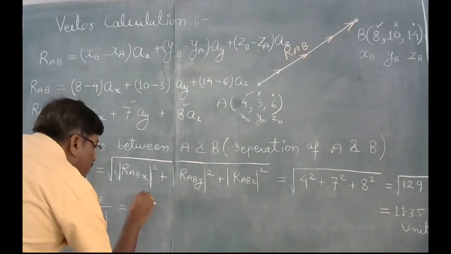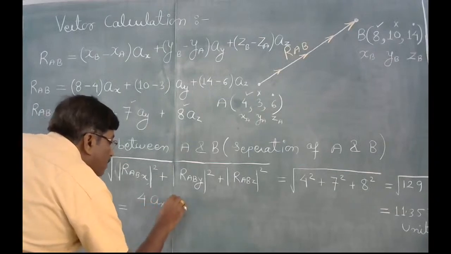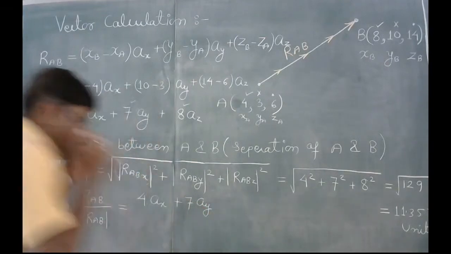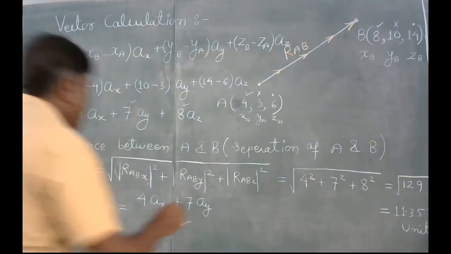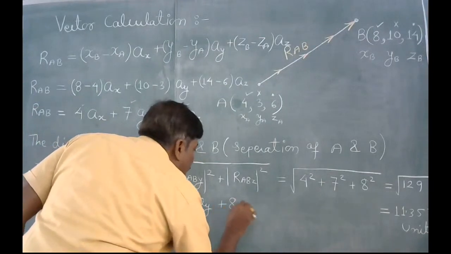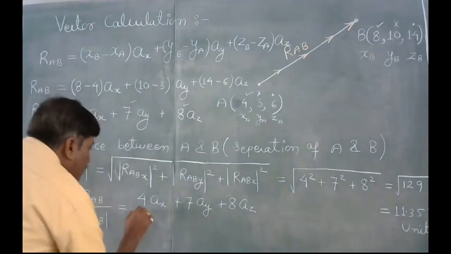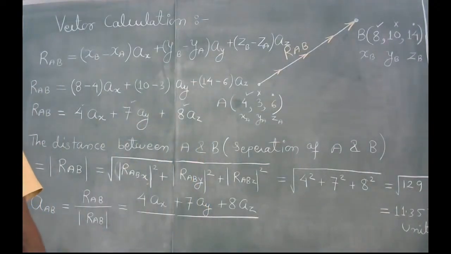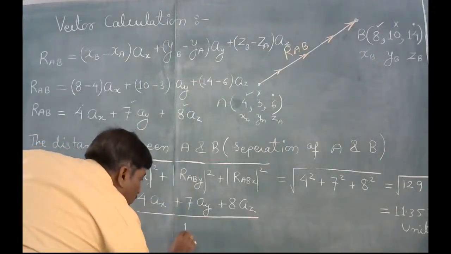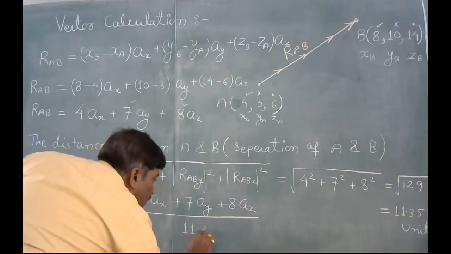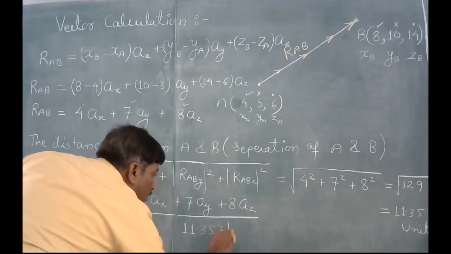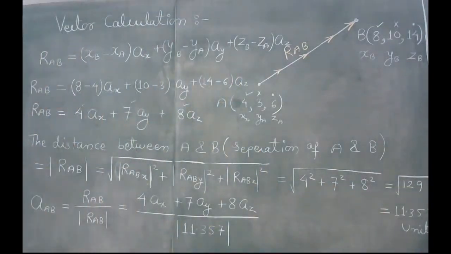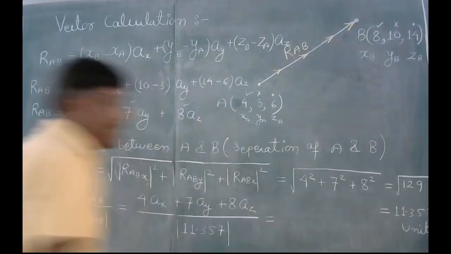We can write it as 4ax plus 7ay plus 8az divided by the magnitude we are taking, 11.357, as you have done, you told this calculation, right? So if we take this, we will get the unit vector.